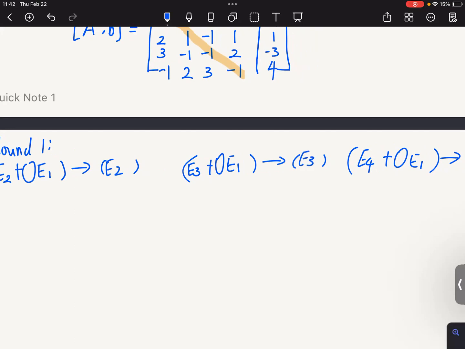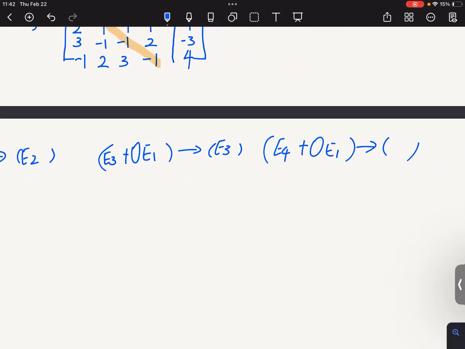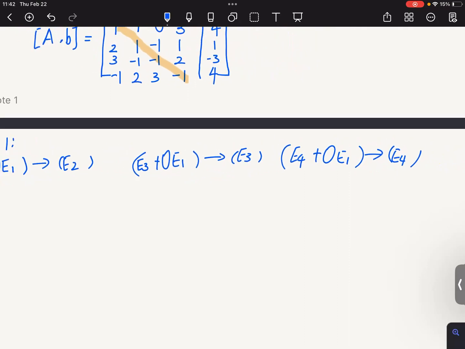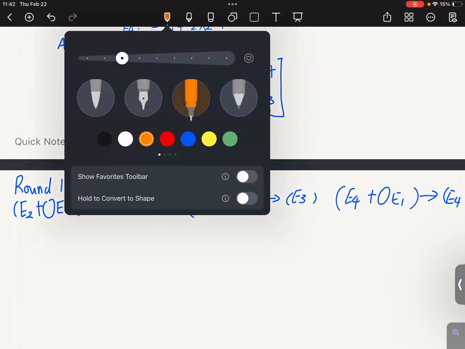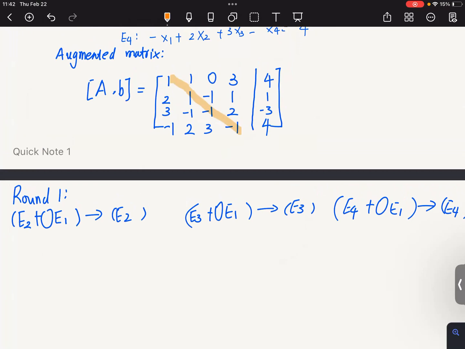And for row 4, we use row 4 and then add the coefficient times row 1 to replace the original row 4. And this is what we are going to do. Now you need to calculate the coefficient here. What is the coefficient? Let me highlight the elements here.